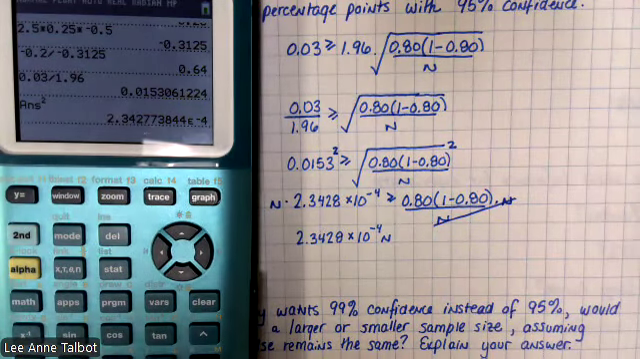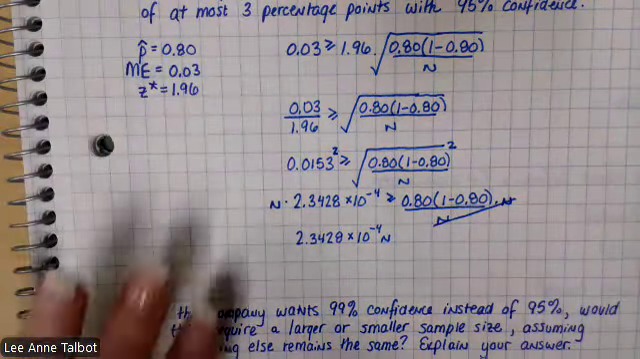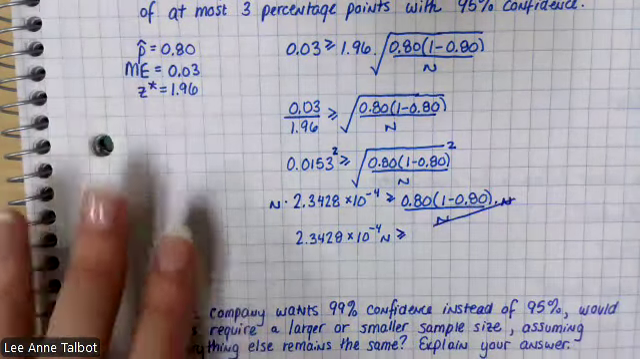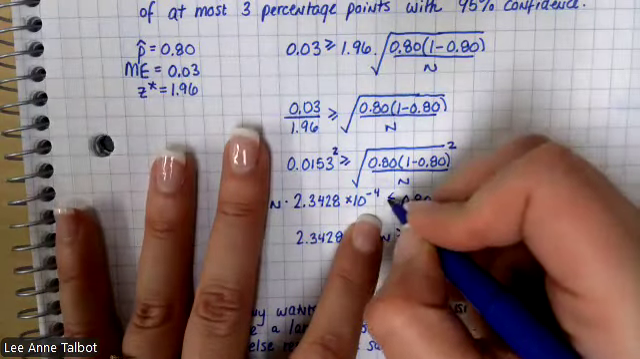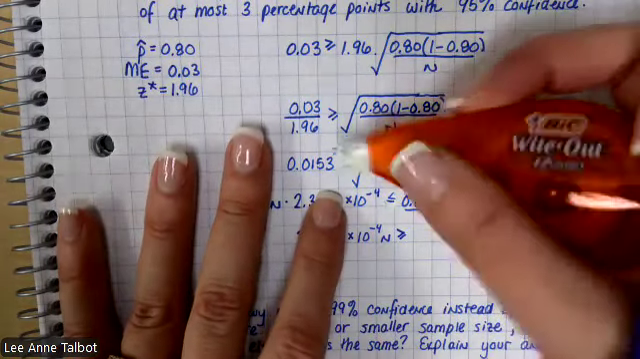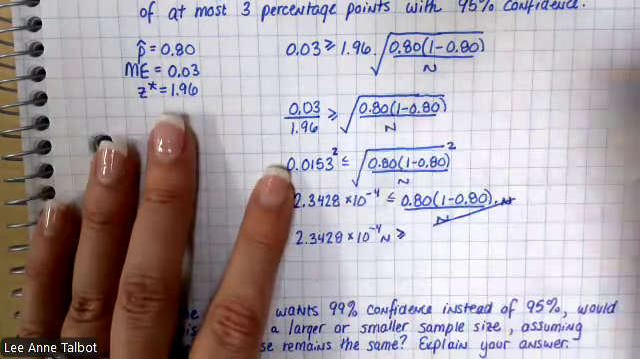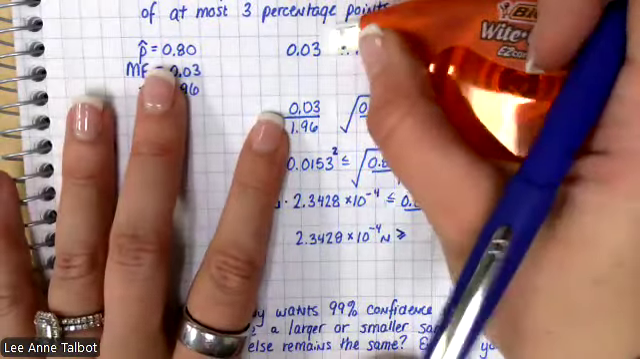Cripes. I wrote this wrong. I wrote it wrong. You are supposed to flip the inequality and this is supposed to be less than or equal to. This is not going to cause you a math problem, though. It's not a big deal.